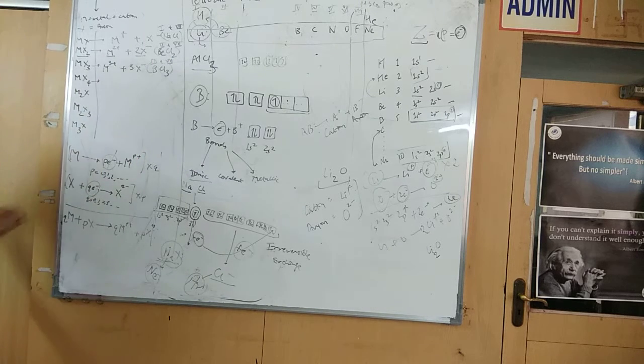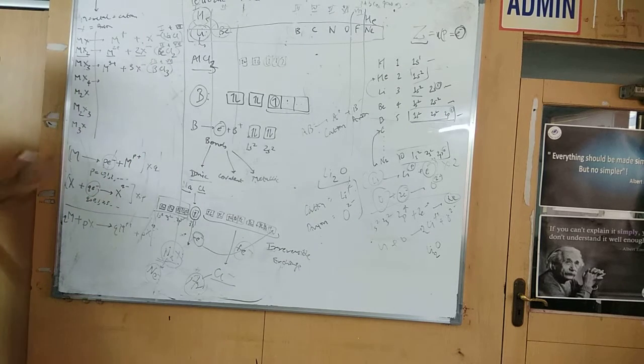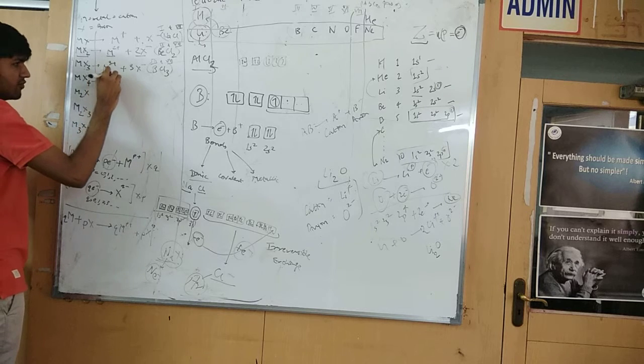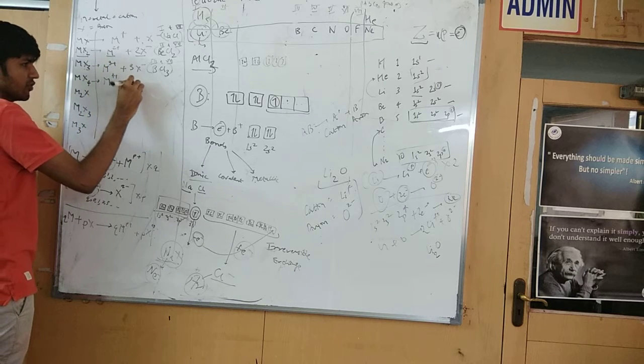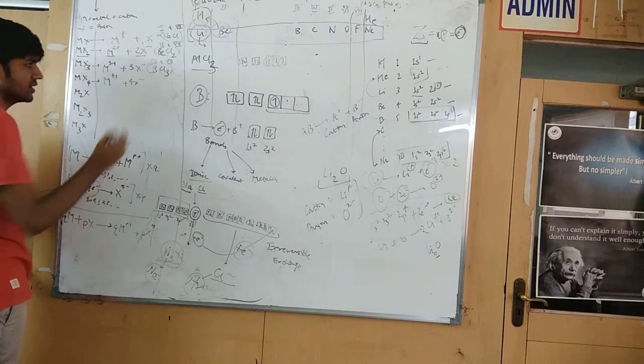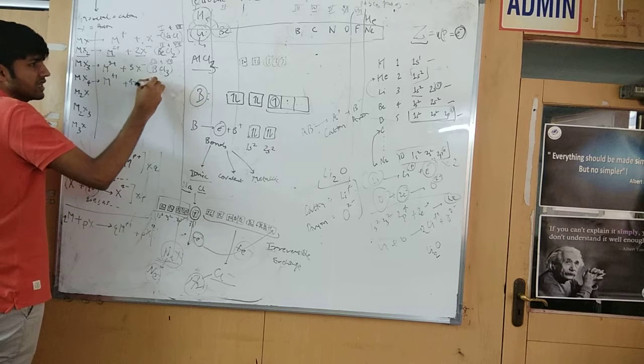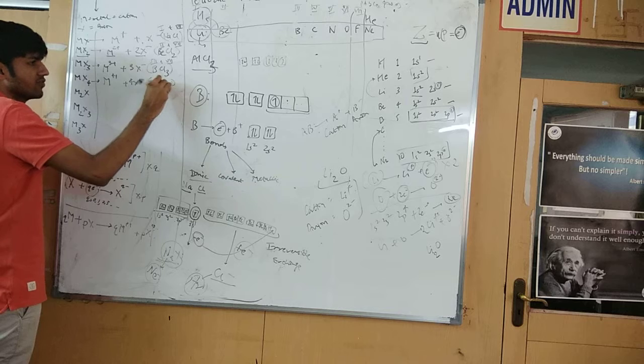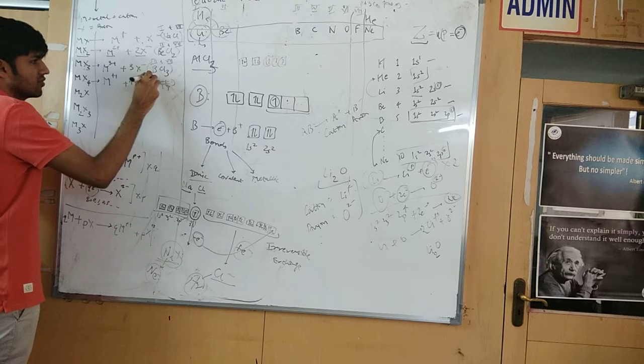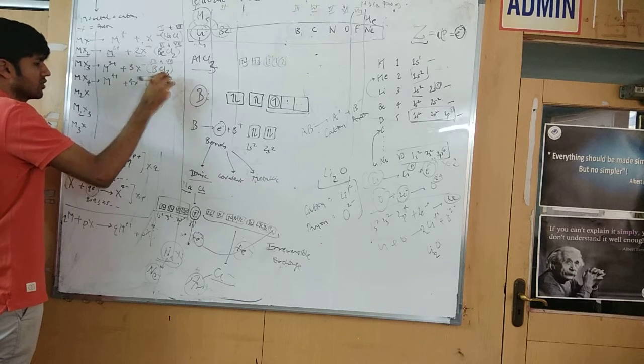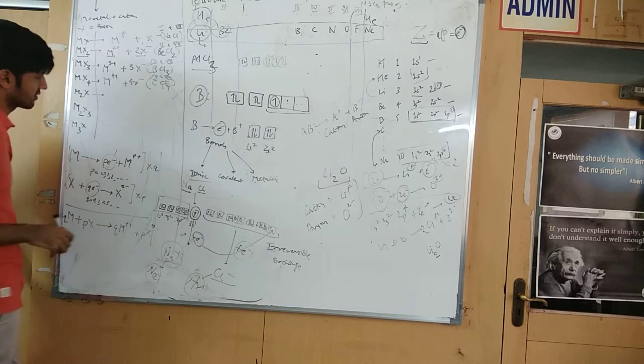What will happen in MX4? M4+ and 4X-, right? So that example can be CCl4 or CF4 or anything. 4th group plus 7th group. Okay. Now M2X.